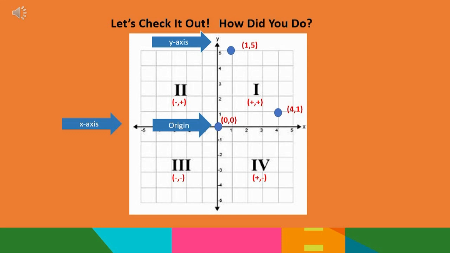And then finally, how did you do on identifying our four quadrants? If you remember, quadrants 1, 2, 3, and 4 go in a counterclockwise direction. And remember, during lesson one, I gave you a hint. You can always remember the direction in which to label them by drawing the letter C. How did you do?